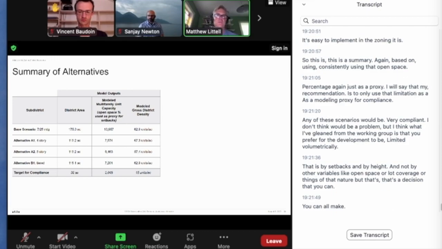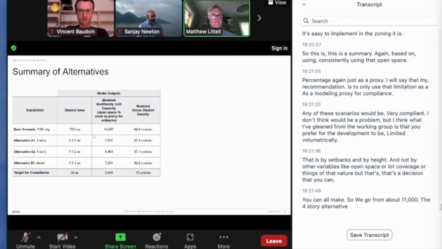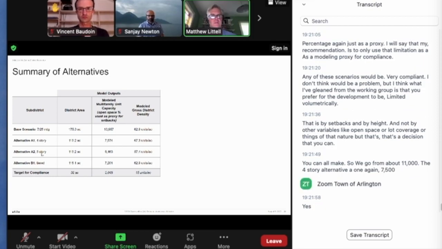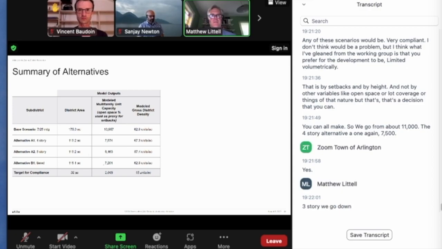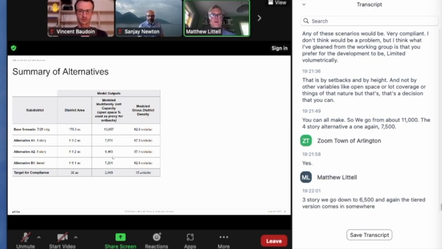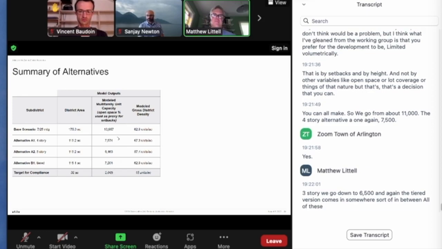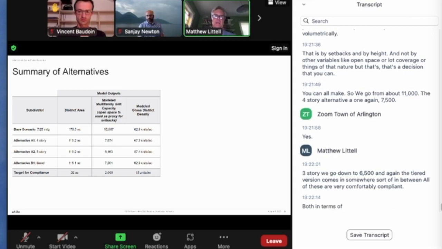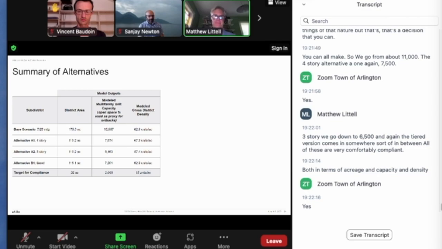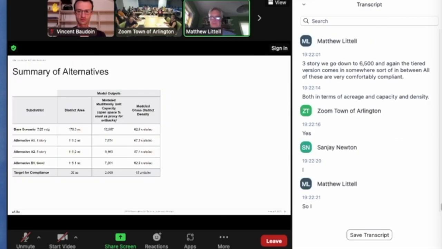So we go from about 11,000 to the 4-story alternative A1, again, 7,500. The 3-story goes down to 6,500, and the tiered version comes in somewhere in between. All of these are very comfortably compliant, both in terms of acreage and capacity and density. So I will leave it there to see if there are any questions.